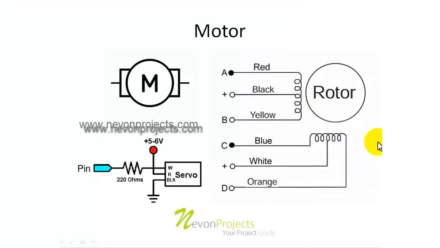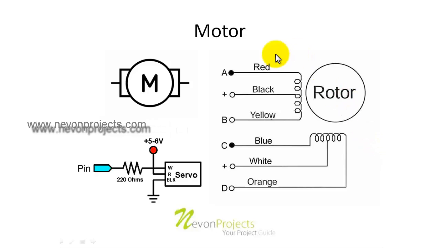Now let us move to our next section, that is the motors. Depending upon our use, we can use different kinds of motors. Basically there are three types of motors that can be used. One is the DC motor, the other being the servo motor, and the other being the stepper motor.